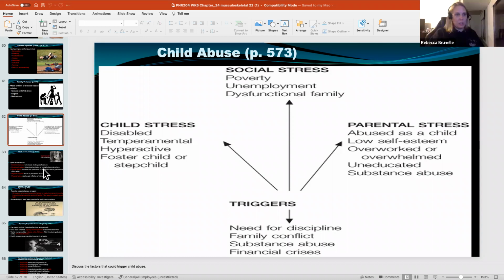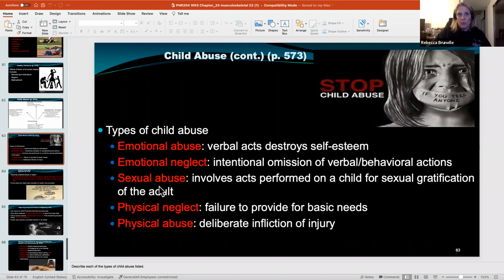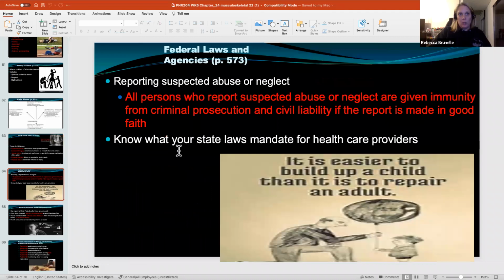Child abuse can take many different forms: straight out emotional abuse where you're not seeing anything physical, sexual abuse, physical abuse, and there can also be neglect. These are things you need to be aware of and that you're monitoring for, and you're still going to need to report. If you make a report in good faith, you're a mandatory reporter, and anyone who makes a report in good faith is not going to be prosecuted. But you still should know what your laws are for reporting.